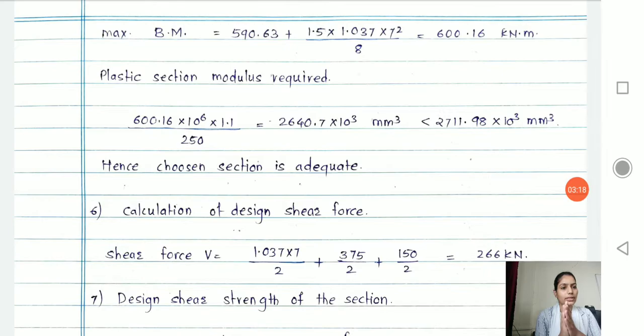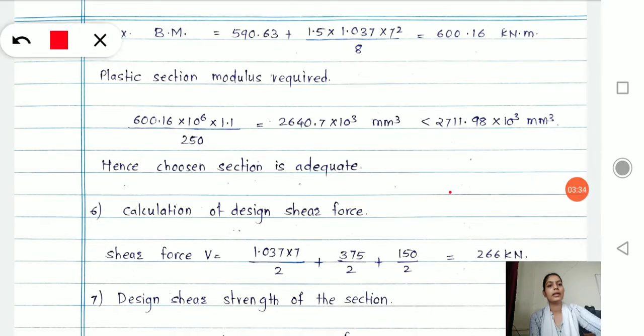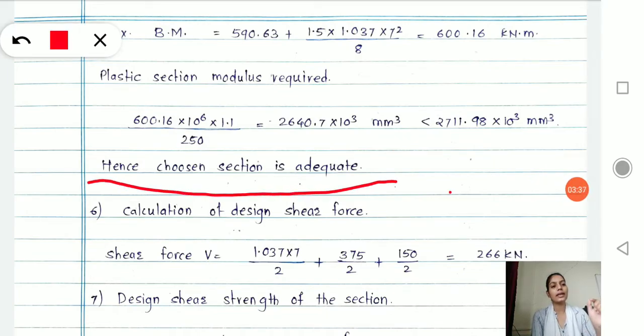Then we cross-checked the section modulus required and the section modulus provided by our section, and from there we concluded the chosen section is adequate. You can see over here I have said, hence the chosen section is adequate. Why did I say that? Because the plastic section modulus we calculated is 2640.7 into 10 to the power 3. That was the required plastic section modulus.